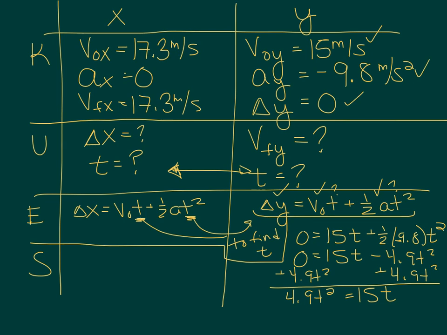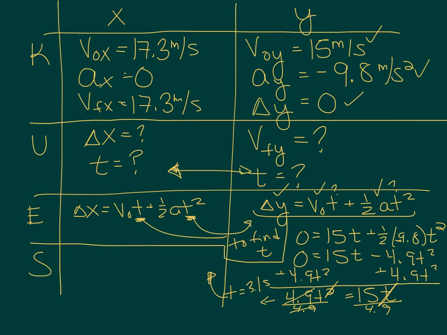we see that 1 t cancels out on both sides. We can then divide by 4.9 on each side to get t alone equals 15 divided by 4.9, which is 3.1.